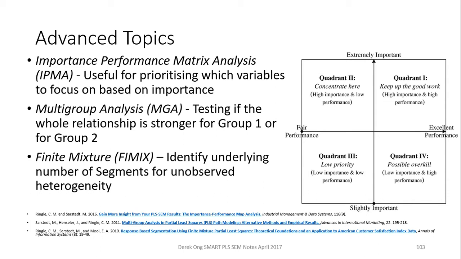And I am going to explain to you in this video how to do the importance and performance matrix analysis, which is also commonly known as IPMA. To put it in a nutshell, IPMA is basically an extension of the PLS outcomes using latent variable scores, just to find out which variables to prioritize and focus on based on their importance.